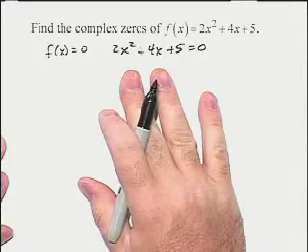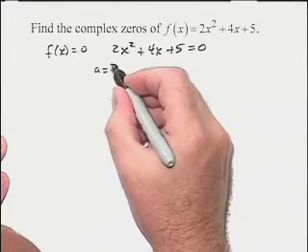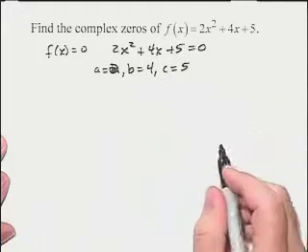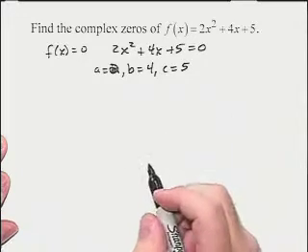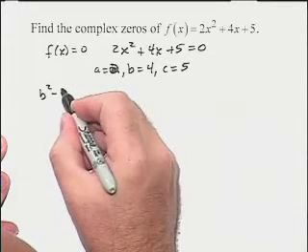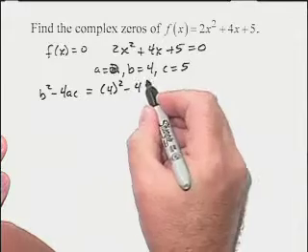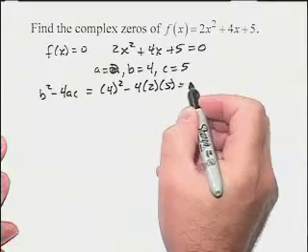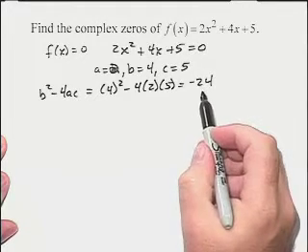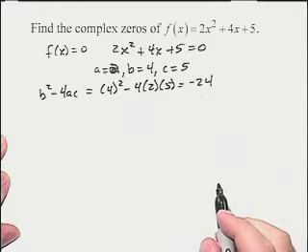This is a quadratic equation. If we identify the coefficients, a is equal to 2, b is equal to 4, and c is equal to 5. We can go ahead and use the quadratic formula. If we first find the discriminant, that is b squared minus 4ac, we'll have 4 squared minus 4 times 2 times 5, which is equal to negative 24. Since the discriminant is negative, we know that this quadratic equation will have two non-real solutions.